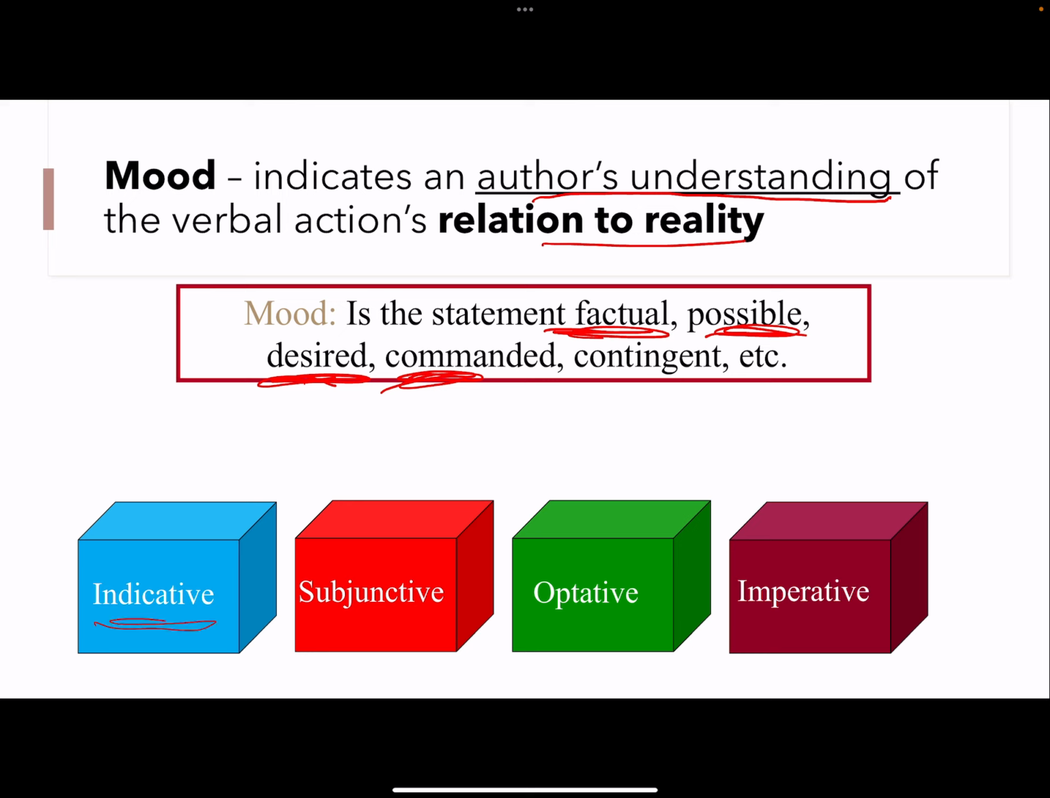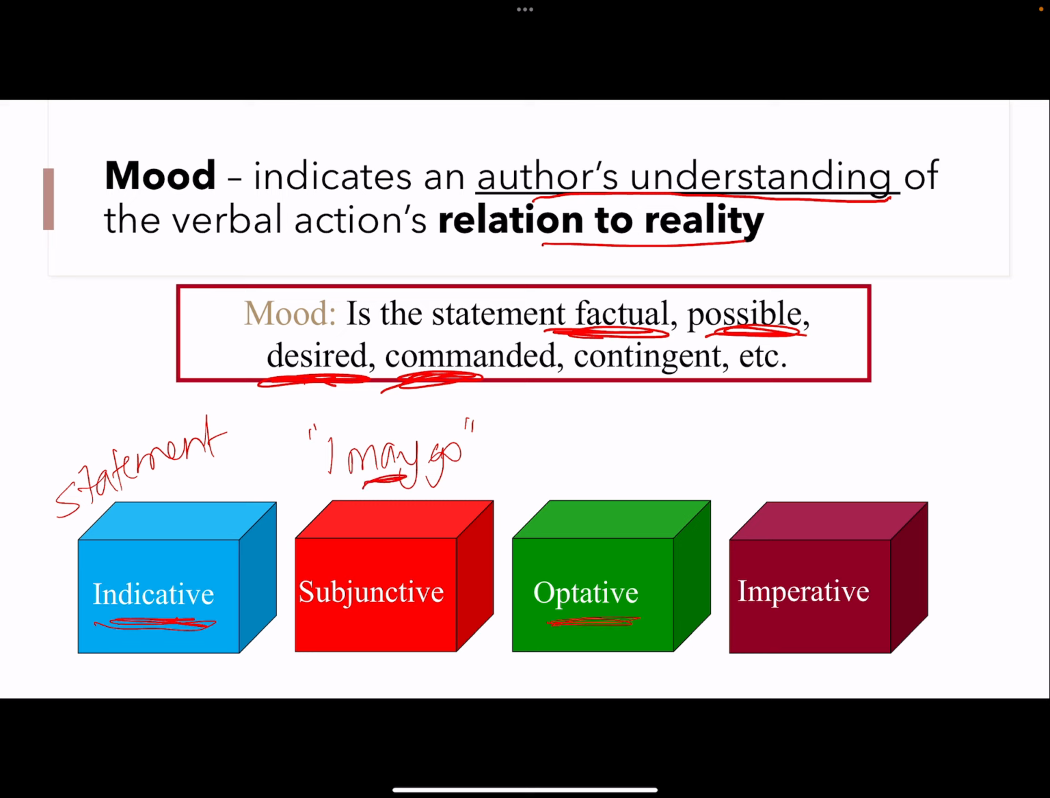There's the indicative mood. This is the one where it's a statement. The subjunctive mood, which is the mood of possibility. I may do that. I may go. It's not a statement of something that I am doing. It's something that I might do or possibly do.